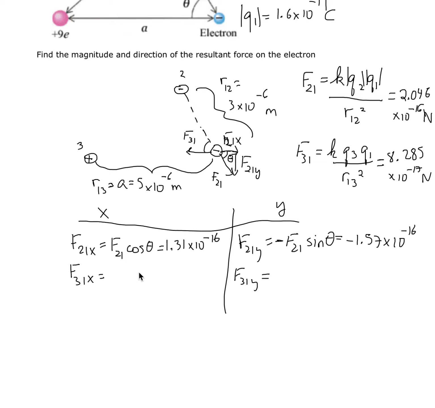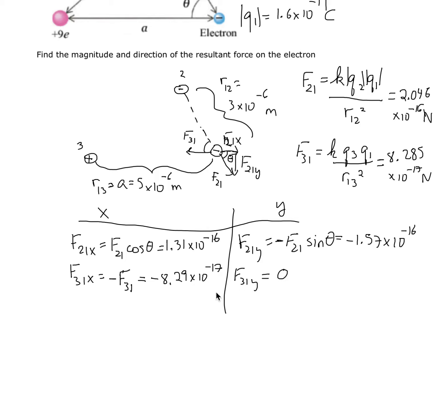And now we're looking at F31. F31 was all horizontal, all in the x direction, going to the left, which is negative. So F31x was negative F31. It's the whole force with a negative in front of it to indicate that it's going to the left. So negative 8.29 times 10 to the negative 17. I round on the screen, but I'm not rounding in the calculator. And then F31y, well, if it's all horizontal, it does not have a y component, so that's 0.